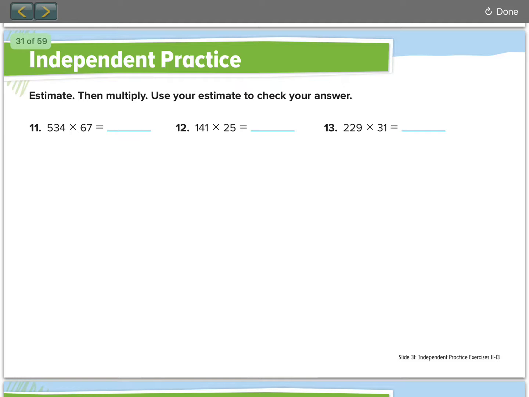In these problems, you're multiplying 3-digit numbers times 2-digit numbers. You got this, but don't forget to estimate.